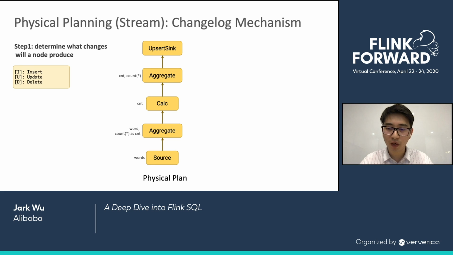So here is the physical plan of the count frequency job. From the bottom to up, a source to scan the words table, an aggregation to count the word, a calculation to project only the count field, and an aggregation to count the frequency, and then output it into Apache Flink. The source will produce insert only messages, so we tag I on this node.